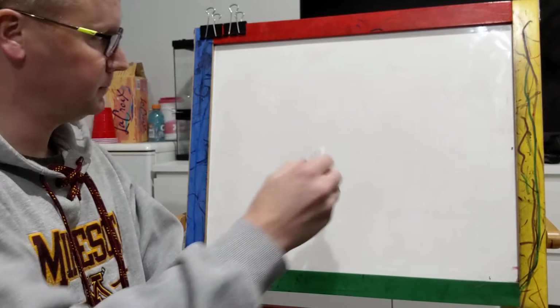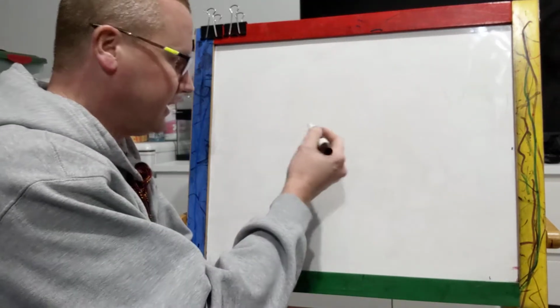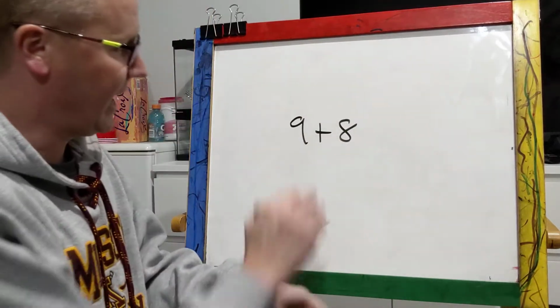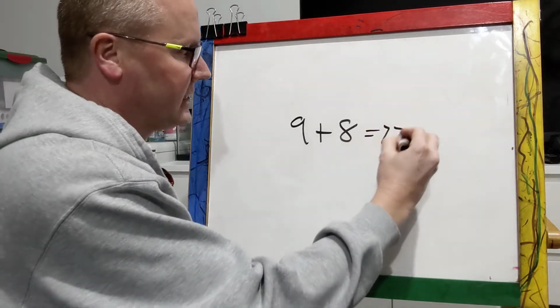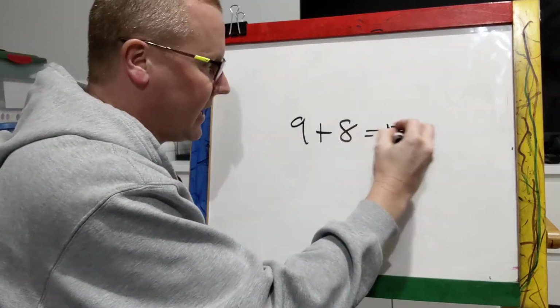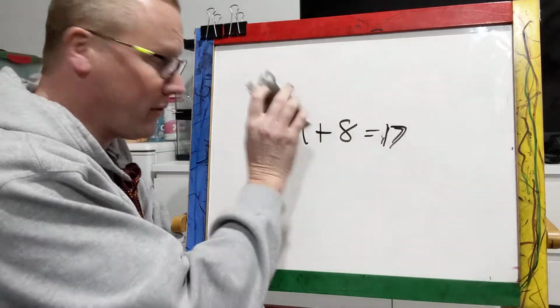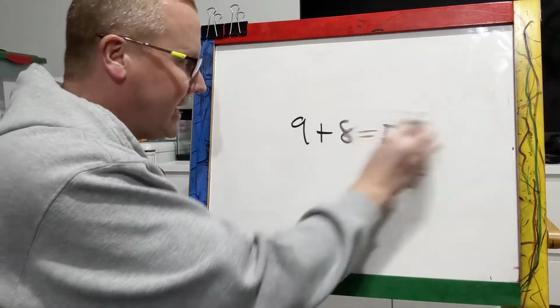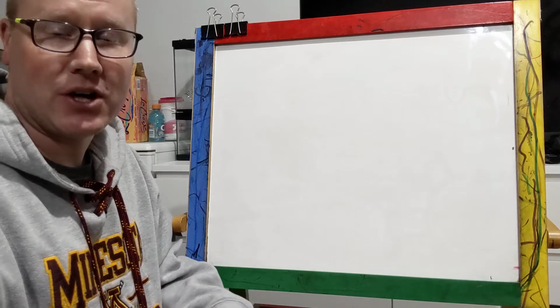And addition means that we're just adding two groups together. So really simple, if I have 9 plus 8, I have 9 here and 8 here. I'm going to add them all together to get 17. Mr. B can write. So we are going to do harder addition than this. But I just want to show you a really simplified version of what we are going to talk about today.